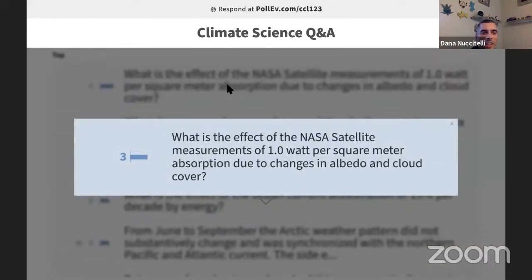Okay, next question. What's the effect of the NASA satellite measurements of 1 watt per square meter absorption due to changes in albedo and cloud cover? So that's the recent news that I guess we have some global dimming, essentially because of changes in cloud cover, making the Earth less reflective.